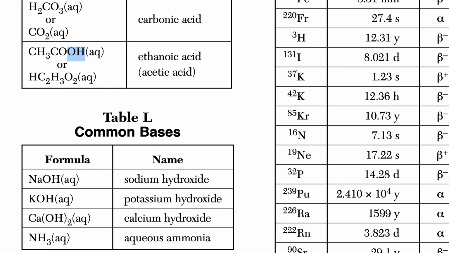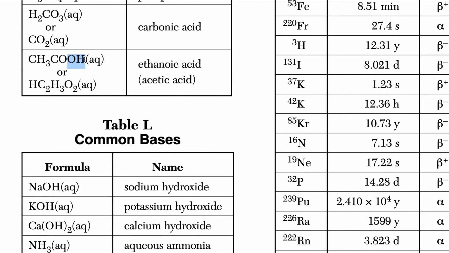And when you see something like this, just remember that even though it ends in OH, this substance here, when it breaks apart, or when it dissociates, it's not going to give you an OH ion. Instead, it's just going to give you a hydrogen ion. So pretty much a dissociation of acetic acid would mean that it releases a hydrogen ion rather than a hydroxide ion.